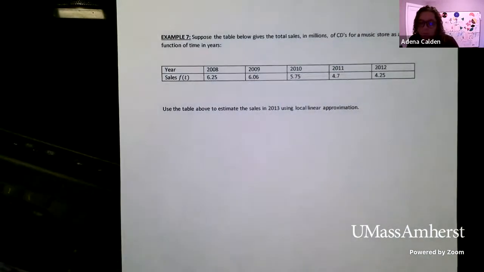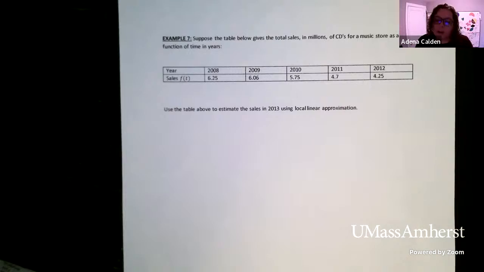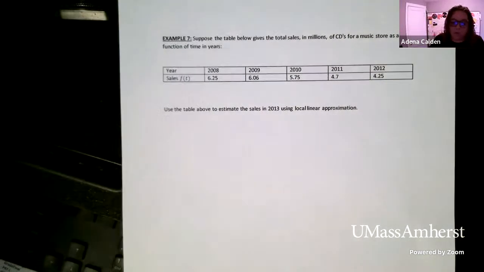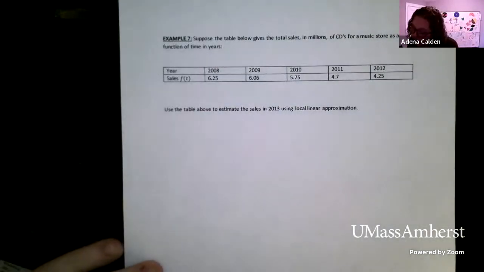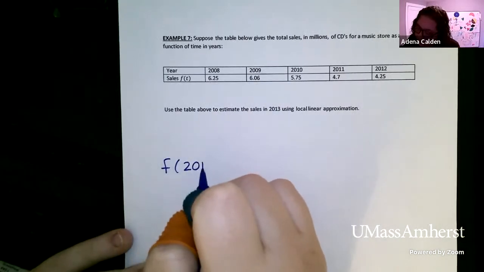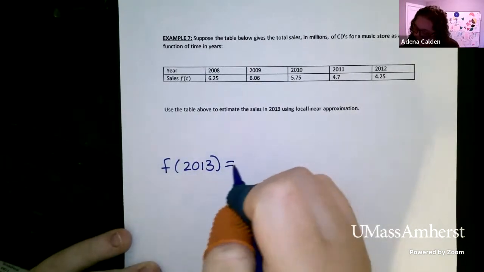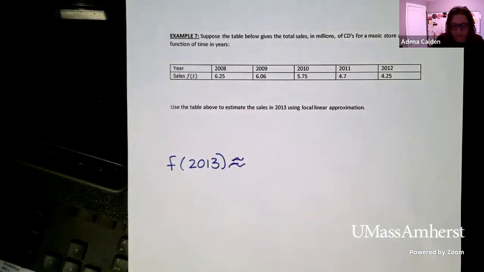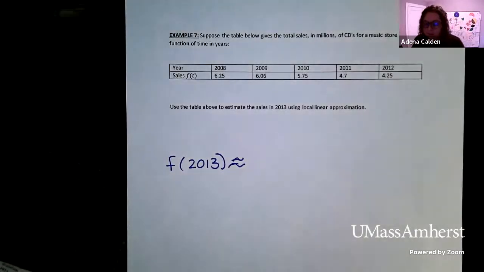So think about what you know from before about tables. We do know how to find derivatives on tables. We've done that before. And so again, what we are trying to approximate is the total sales, F of t, in the year 2013. Okay, so this is what we want. So think about how we can use the information from the table to come up with the best approximation for the total sales.